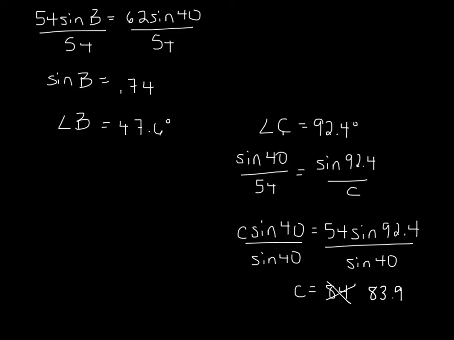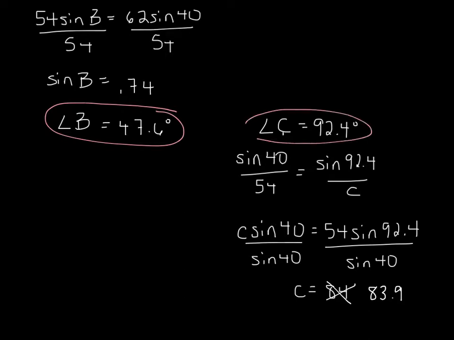Now, I have solved for one triangle. I've solved for angle B, angle C, and side C. But in the beginning, I said that this was an ambiguous case in either 0, 1, or 2 triangles. So I know there's at least one triangle. What I don't know yet is if there's going to be 2.